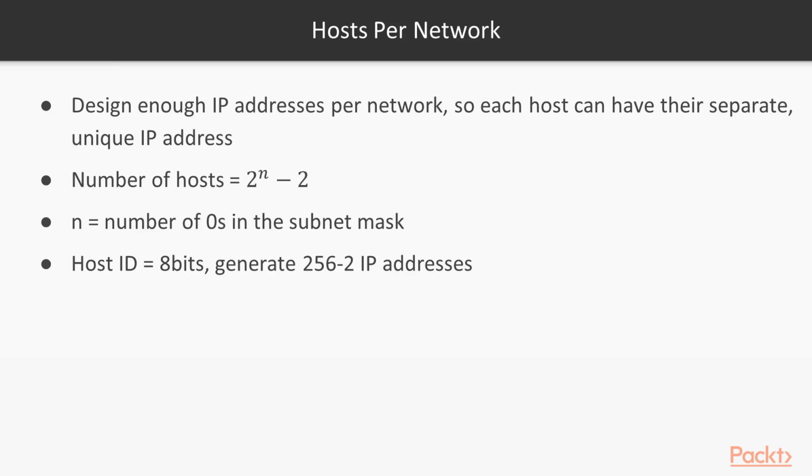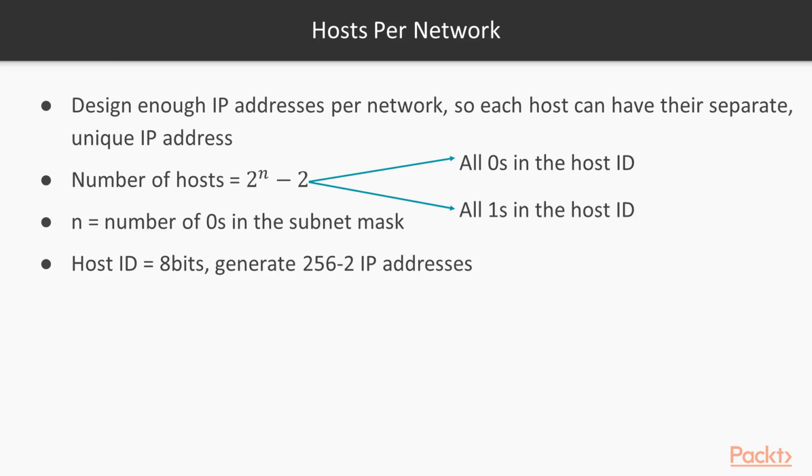What is this minus 2? There are 2 specific IP addresses per network that we can't use. The first one is the IP address with all zeros in the host ID, because this is reserved for pointing to the network address. And we use this network address in routing. We will talk about routing in next sections. The next IP address is the IP address with all ones in the host ID. And this is the broadcast address for that network. I will talk about the broadcast in the next slide.